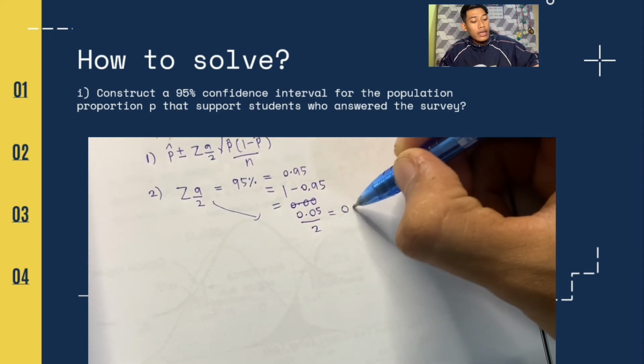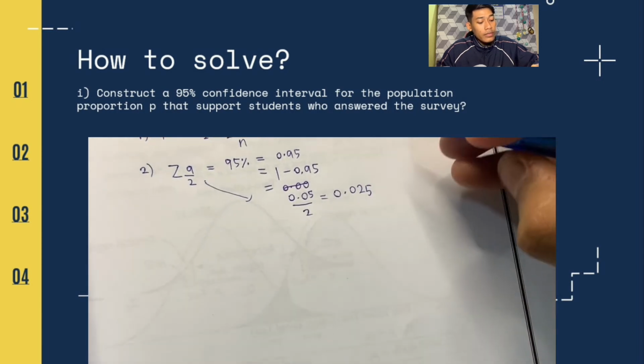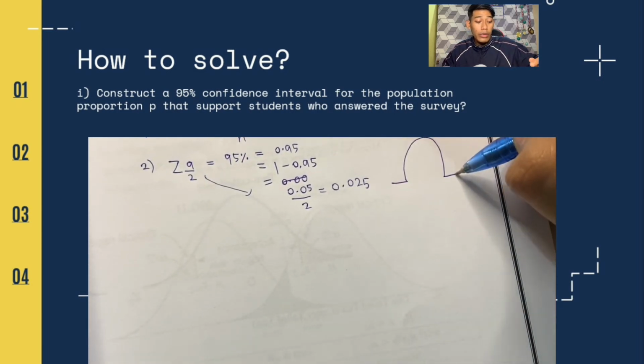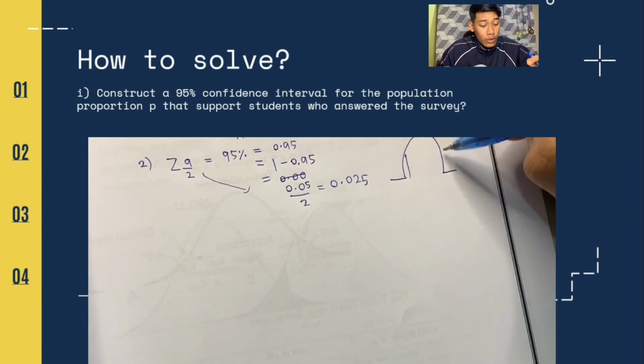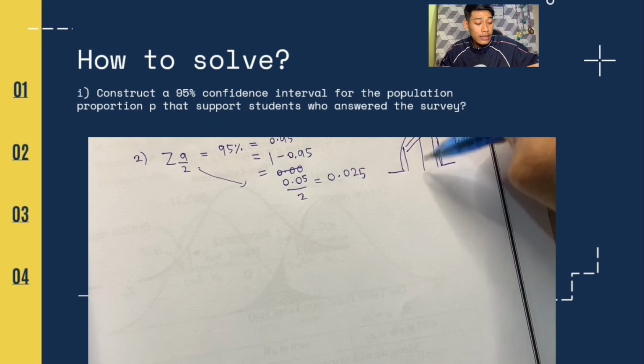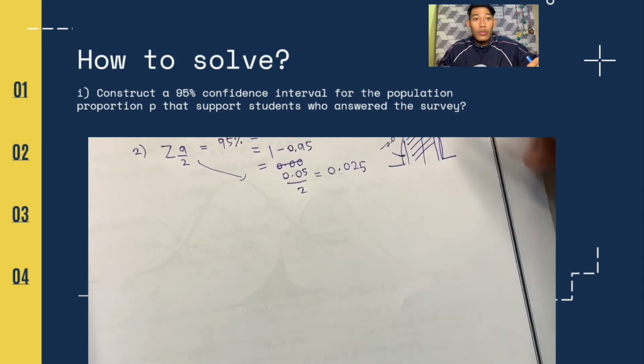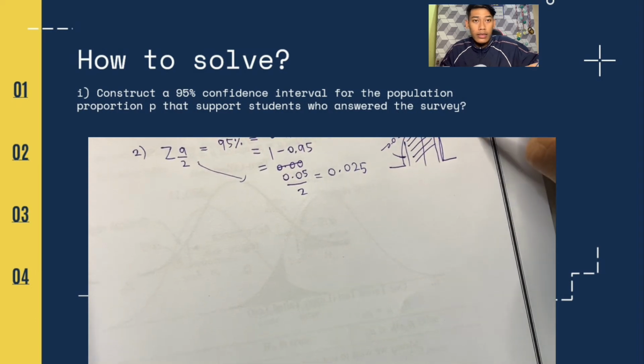Okay, we got a Z of 0.025 for the table. So with this value, we must find it using a Z table. So in this slide I will show the table. So let's see it together.